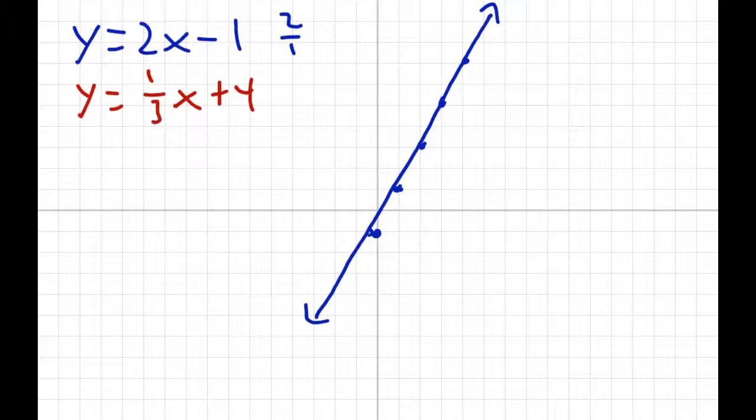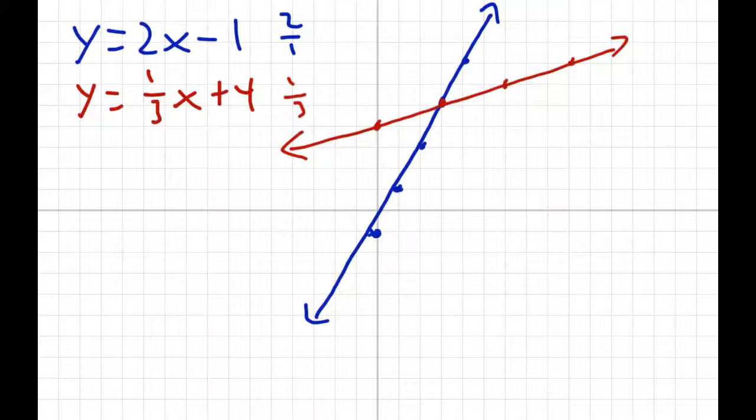Alright, then we'll do y equals 1/3 x plus 4. My y-intercept is 4. My slope is 1/3, so rise of 1, run of 3. So I'm going to rise up 1, run 3, and see, it's right there. Rise up 1, run 3. Rise up 1, run 3. I'm going to draw my line.